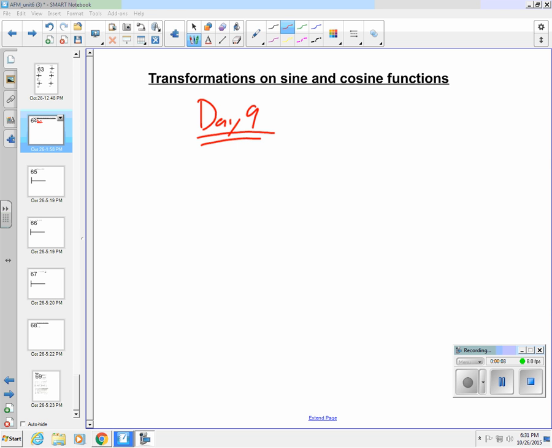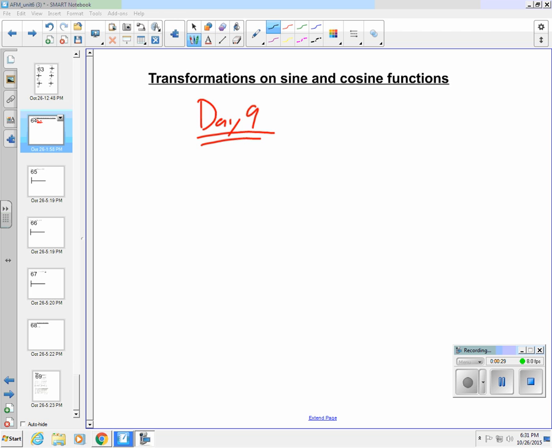So now I've gone over the parent graphs for sine, cosine, tangent. We're going to start looking at transformations. We're going to start today with just sine and cosine, and we'll get to the tangent function tomorrow. So we reviewed our transformations on general functions. Sine and cosine follow the same rules, just a couple things that are unique to the sine and cosine functions.